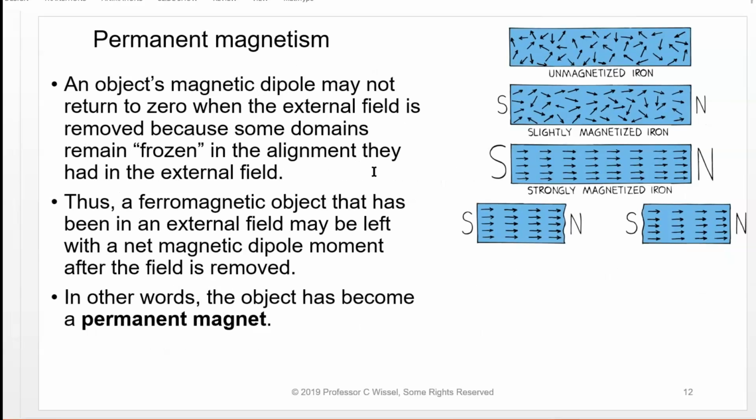An object's magnetic dipole may not return to zero when the external field is removed, because some domains rotate and lock and become frozen in the alignment they had in the external field. Thus, a ferromagnetic object that has been left in an external field may be left with a net magnetic moment even after the field is removed. In other words, the object has become a permanent magnet. I use the word permanent loosely.